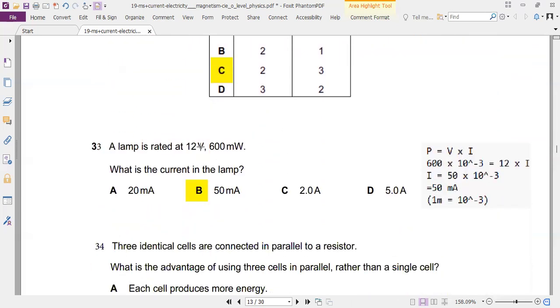Number 33, all the data is given. Put the values in P equals VI. That gives you I, and that is given here.